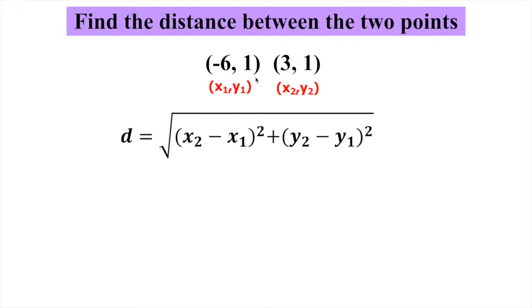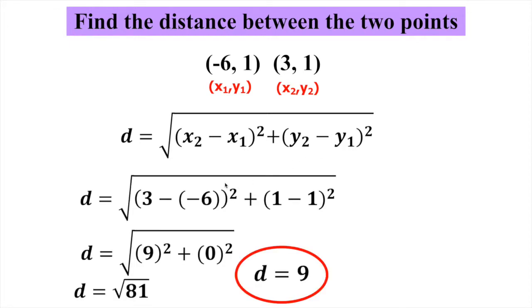I can really label them anything I want. I can go x4, y4. It doesn't really matter as long as these two correspond. These are both 1s. These are both 2s. And again, this is my x value. This is my y value. So now that I have that, I'm just going to plug it into this formula and actually solve it. Reduce it as far as I can.